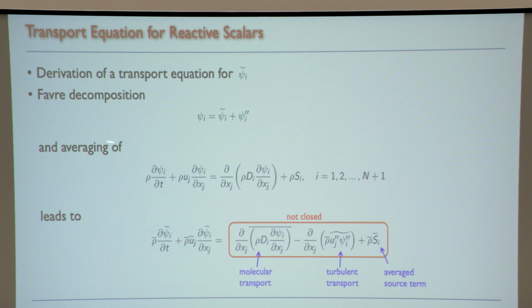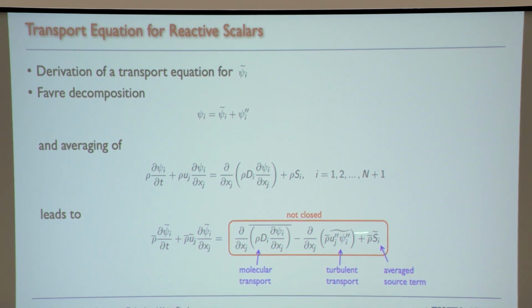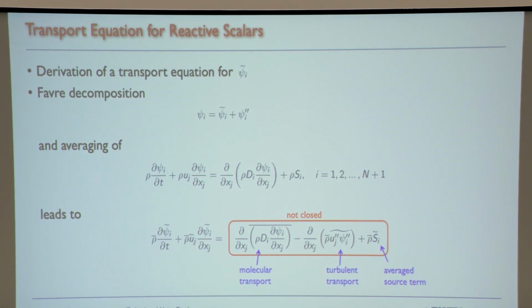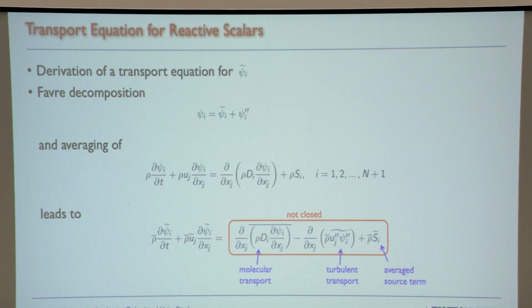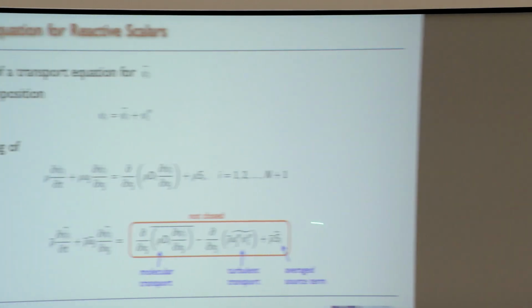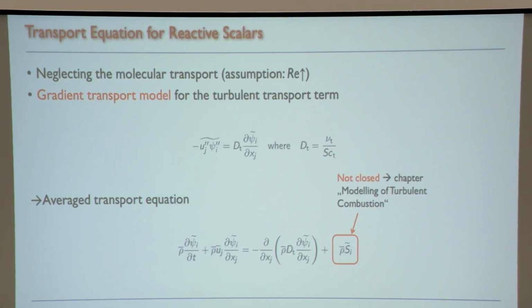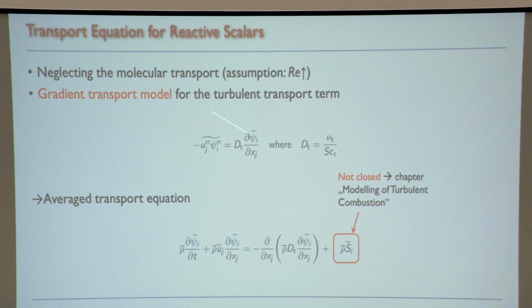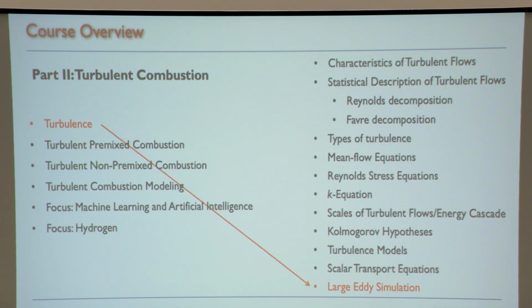We introduce the Reynolds decomposition here in the local instantaneous equation, and then we derive the equation for the mean. And just like for the mixture fraction, you get the same terms. We have a molecular transport term that we usually neglect, and then we have a turbulent transport term. Here we use the gradient transport assumption, and then here we have the chemical source term, and that we keep for later, for the chapter on modeling of turbulent combustion. So this gives us all these equations.